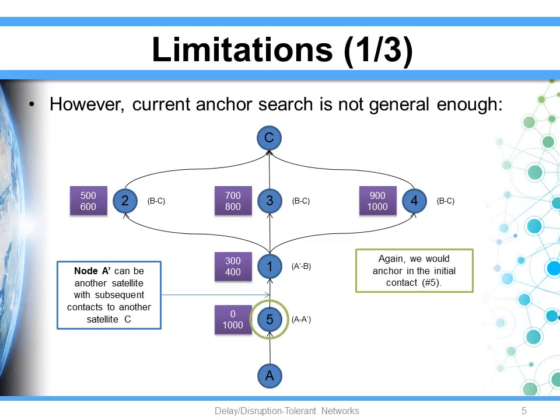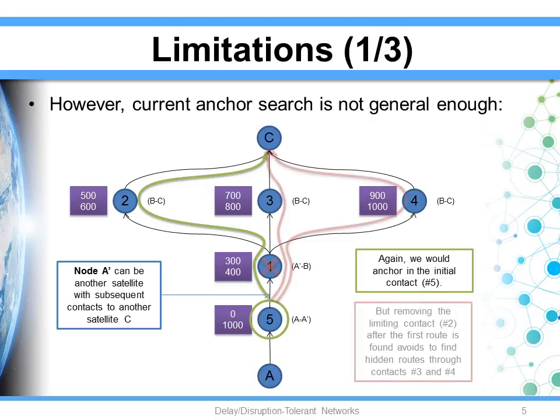In this case, we will anchor in the initial contact as well, which is contact number 5, and then we would look at the best route that we can get through number 5, which is the green one. However, after that, we will remove the initial contact of this route, and there will still remain 2 routes without being found, even though we have used the anchor strategy in this situation.